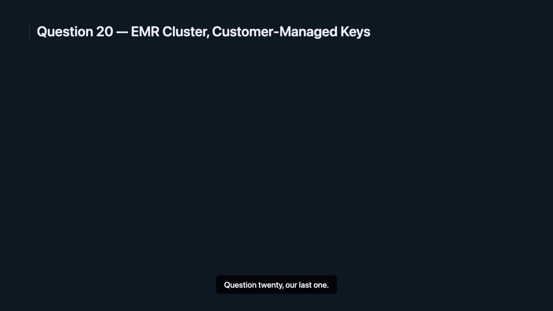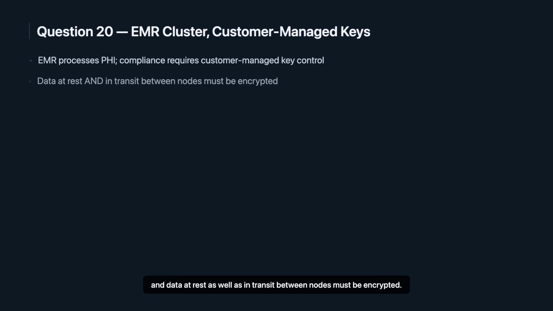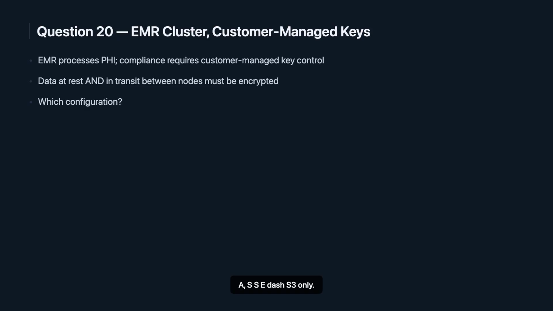Question 20, our last one. An EMR cluster processes protected health information. Compliance requires customer-managed key control, and data at rest as well as in transit between nodes must be encrypted. Which configuration? A. SSE-S3 only. B. An EMR security configuration with SSE-KMS at rest plus TLS in transit. C. SSE-C with manual key rotation. Or D. Client-side encryption only.